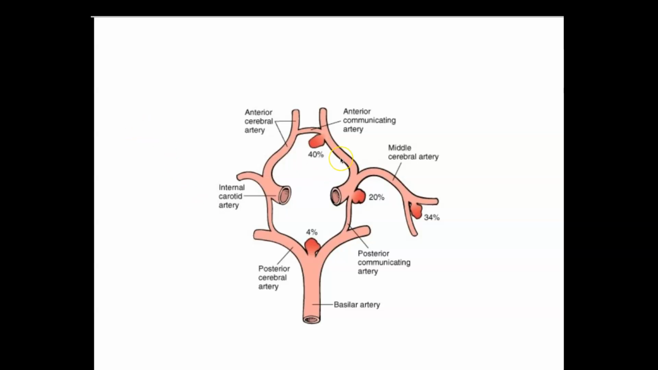You can see the picture in front of you. It's the circle of Willis, and these aneurysms are particularly common at the bifurcation of the vessels. And the risk factors for these aneurysms and rupture of these aneurysms are hypertension, atherosclerosis, cocaine use, and connective tissue disorders like Ehlers-Danlos syndrome.